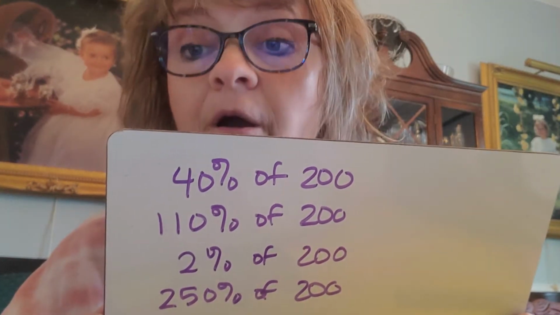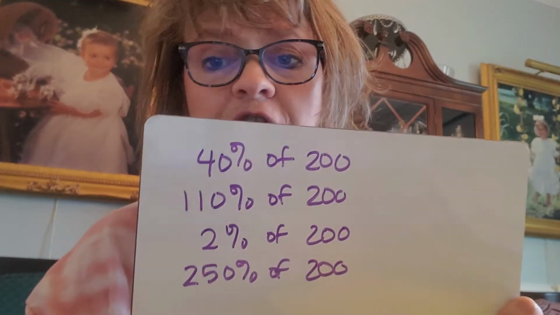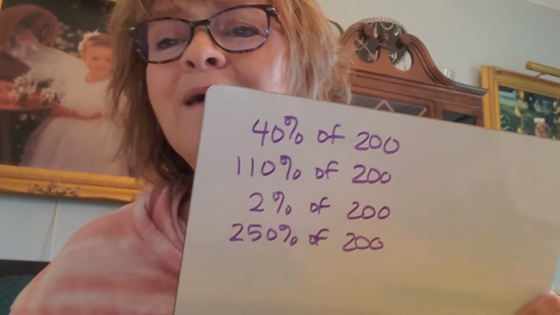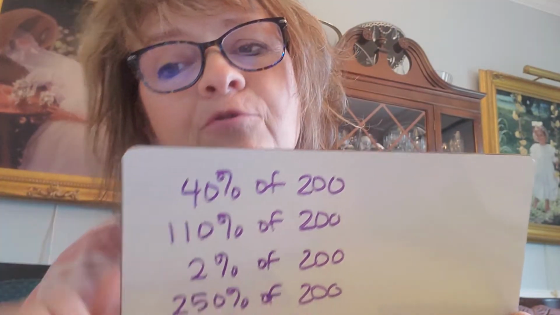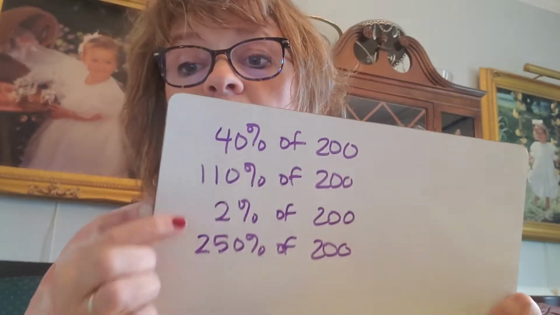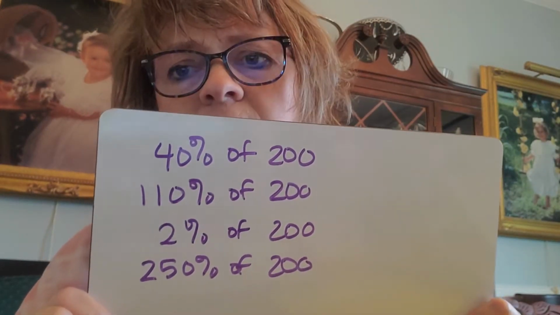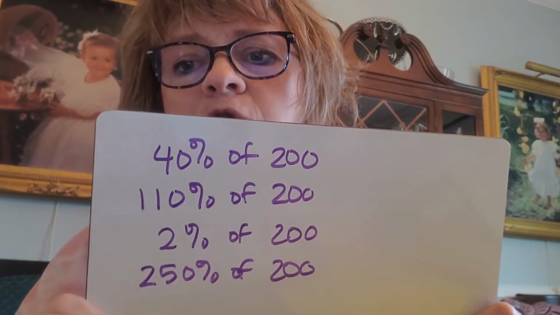Got it? All right. If I asked you for 110% of 200, you should know, well, 100% of 200 is 200. So I'm looking for a number bigger than 200. Not a whole lot bigger, just 10% bigger. So you should be able to actually do that in your head. Okay? 2% of 200? 100% is here, 2% is here. Small number. Very small number. So 2% of 500 is going to be closer to 0.